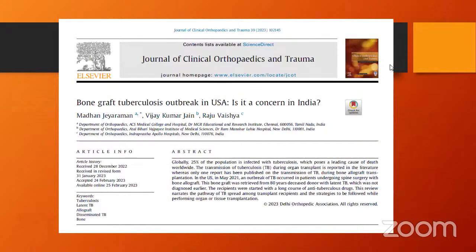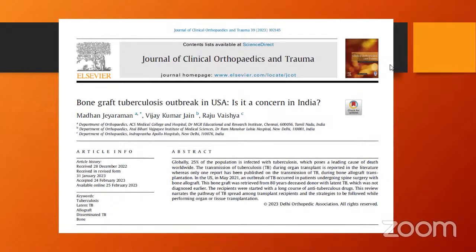This is the latest literature about bone graft tuberculosis, which is alarming in the USA. In India also we should keep this in mind because India is endemic for tuberculosis. So we should be careful about the process and history taking when harvesting allograft, especially from other centers. We should be able to get a proper history from the patient's attenders or somewhere, because India is endemic for tuberculosis.